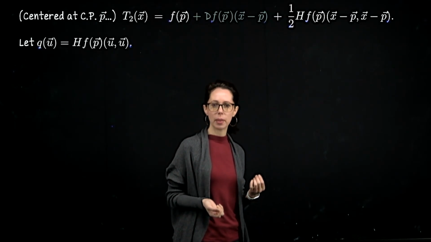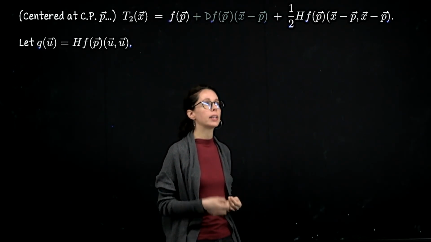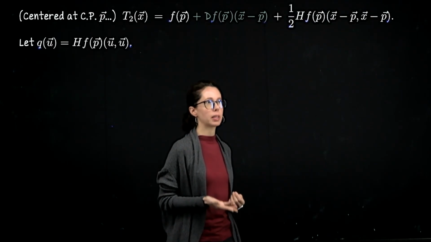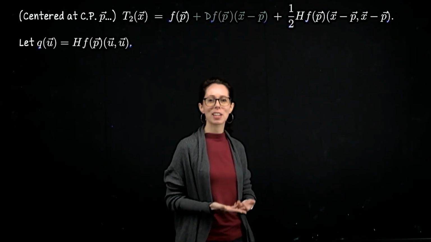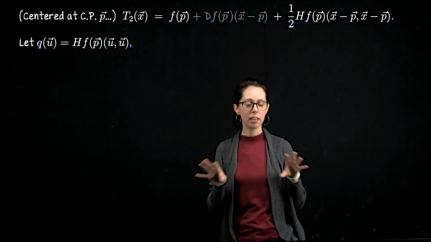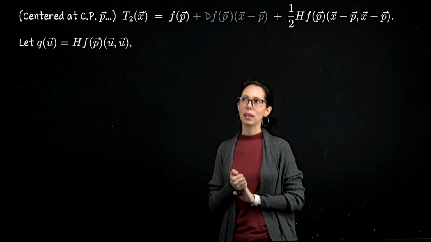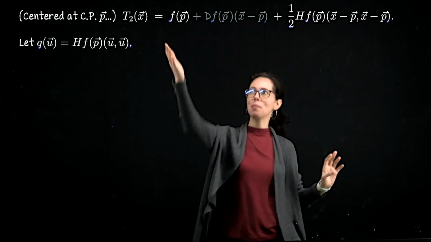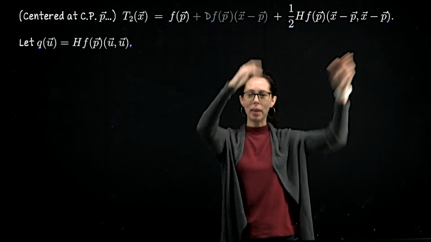Since f is C2, that will be a symmetric matrix acting on the pair of vectors x minus p, x minus p. So when we talked about the Hessian, we know that that's a bilinear form acting on a pair of vectors via like a triple product. And f of p is a number. This is some quadratic behavior.